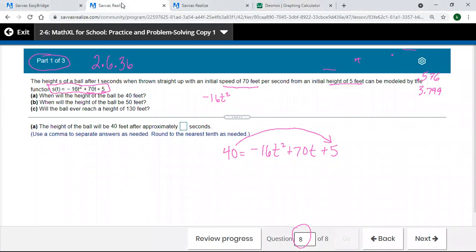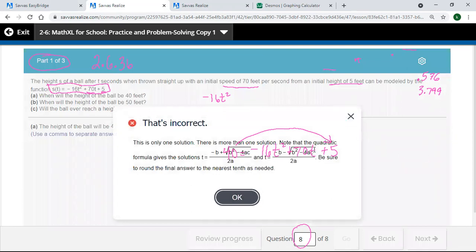The height of the ball will be 40 after approximately how many seconds? I have two different answers. Use a comma to separate answers as needed. Round to the nearest, oh, so it's after. When you go after the 3.799, it actually is falling, so it'll be below. So I think that's just going to be rounding to the tenth, so one decimal place. So 0.57 would be 0.6. All right, that's incorrect.